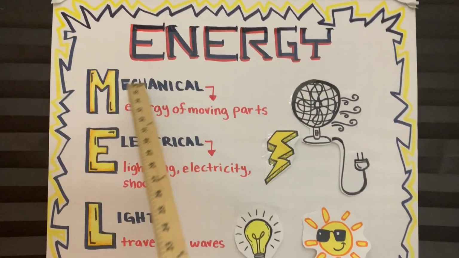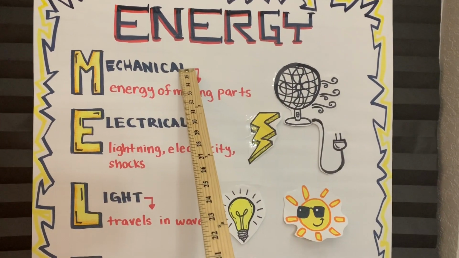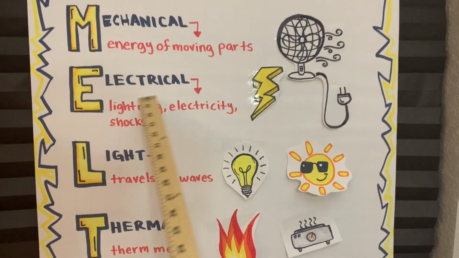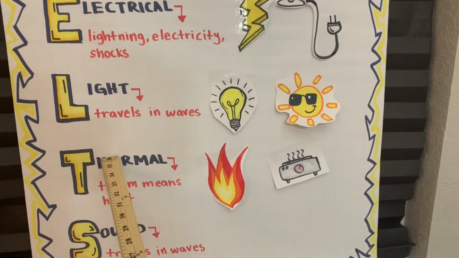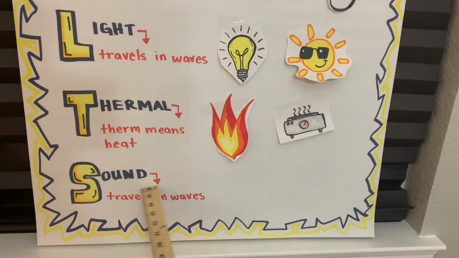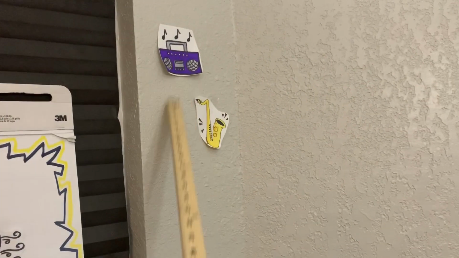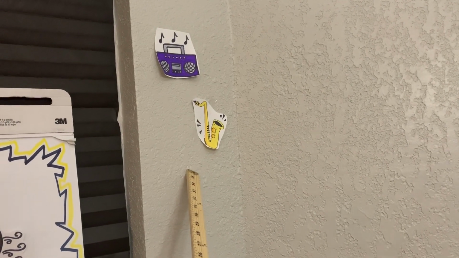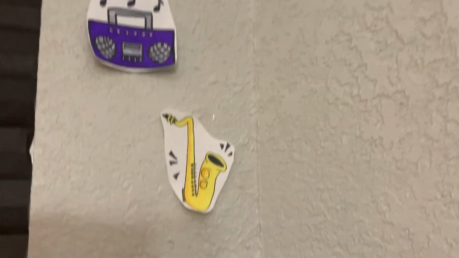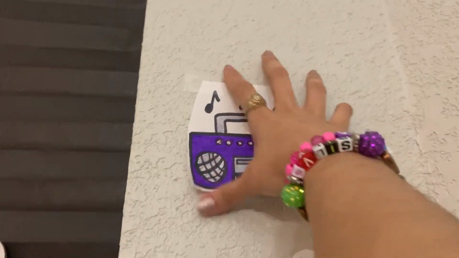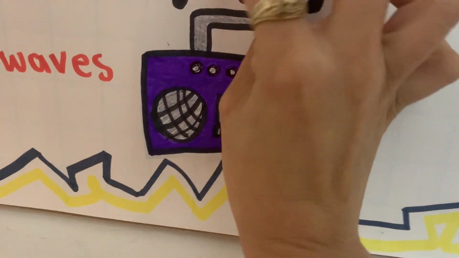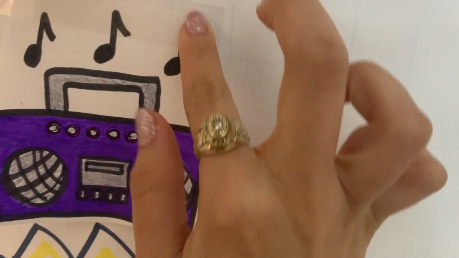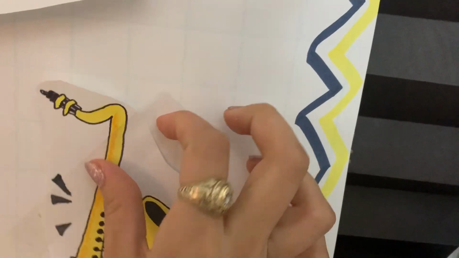Back to our anchor chart. So far we've learned about mechanical energy, electrical energy, light energy, thermal energy, and sound energy. And we have our last two objects up here, which are perfect examples of sound. Let's see, we can put our little speaker right here because it produces sound. You can listen to music with it. Play music with the saxophone.